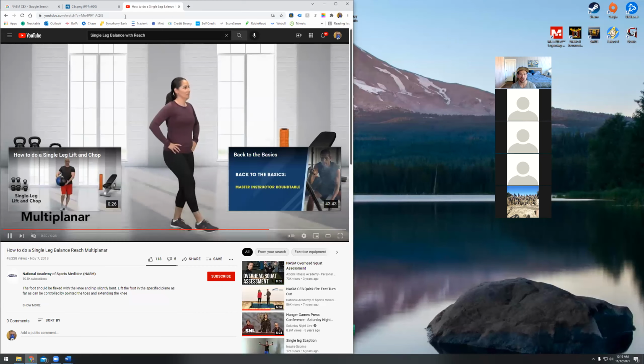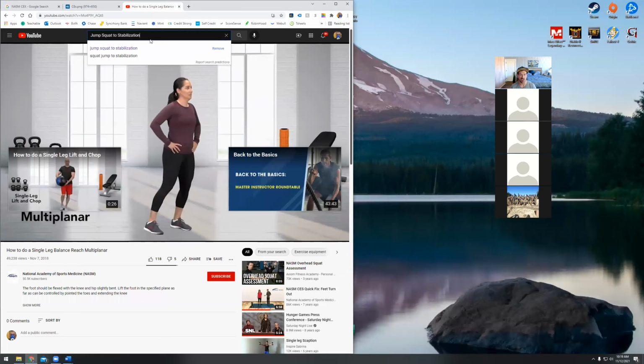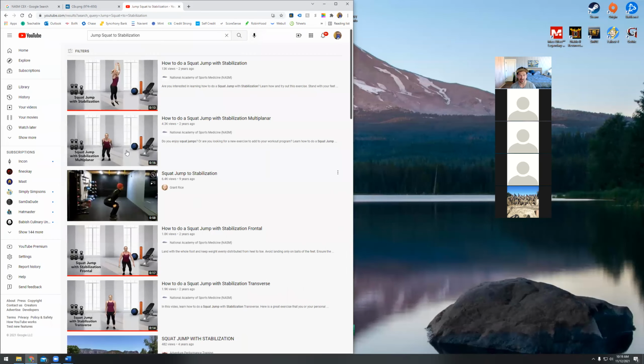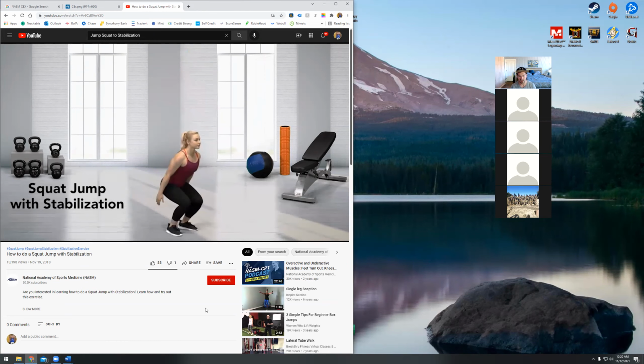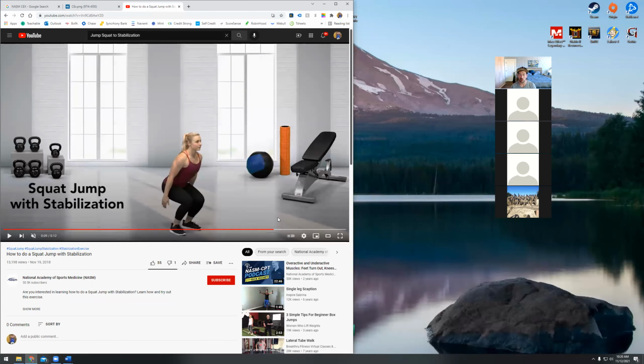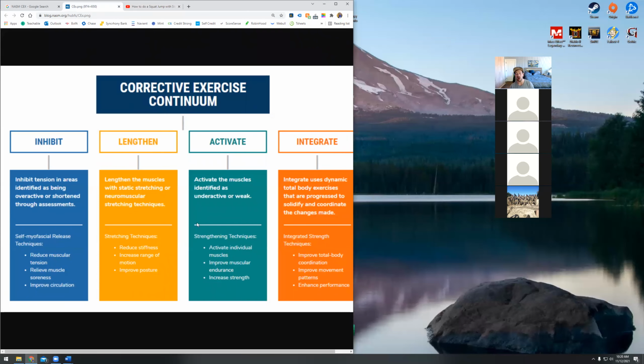And then the same thing is true of the squat jump to stabilization, right? This is a reactive exercise, and she's going to jump and then land. We're going to pay very special close attention to making sure the knees are not allowed to cave in, and we're keeping the feet in a neutral position. So jump and stabilize, stabilize, stabilize. So that's really good for strengthening the glutes, and it's really good for working on those knee stabilizers as we move through this full range of motion. So now we've activated all of our underactive muscles.